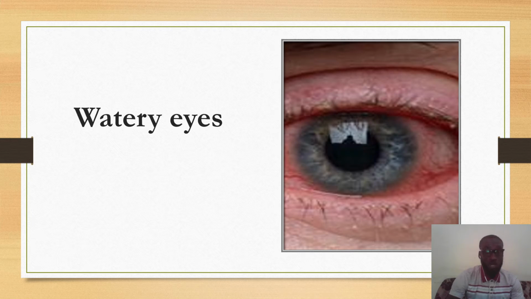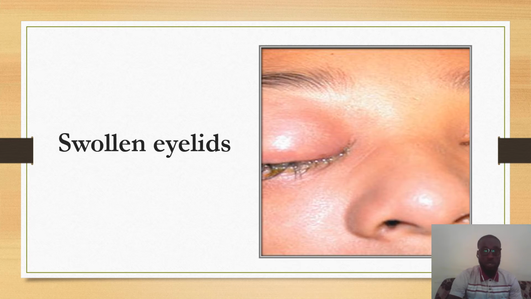We have watery eyes, whereby you have water dripping from your eyes frequently. That is also another symptom. And then the eyes change color. You realize that sometimes they are really reddish in color. It's another symptom of measles. And then we have swollen eyelids. You can see in the picture, so when your eyelids are like this, then probably you have to go for a checkup to know whether you've been infected with measles or not.